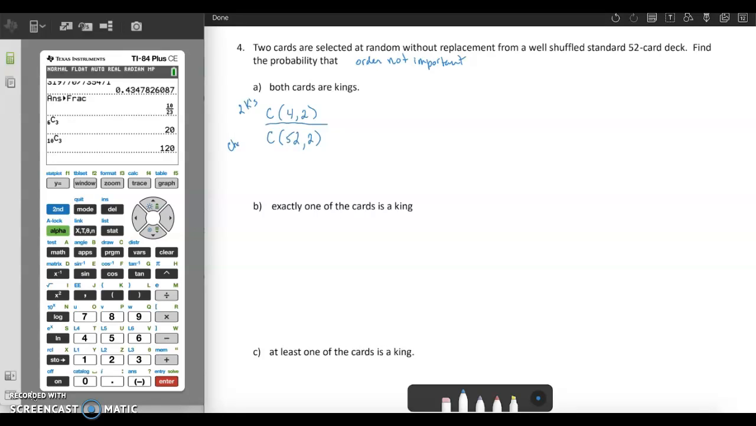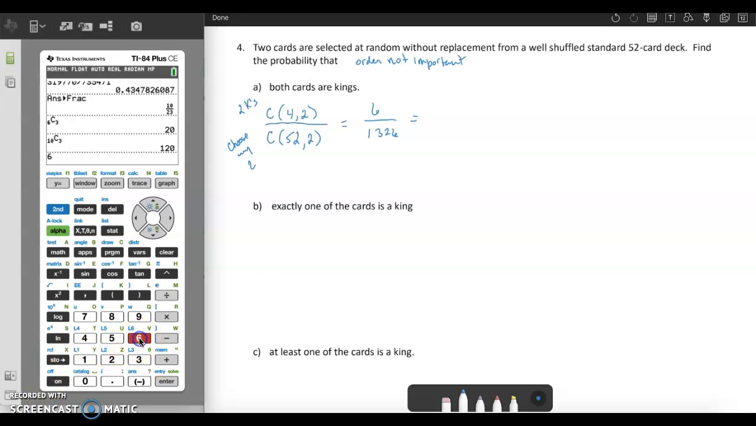Because this would be my choose any 2 cards. So if I do 4 choose 2, I get 6. And if I do 52 choose 2, I get 1,326. And then we can reduce that in our calculator.